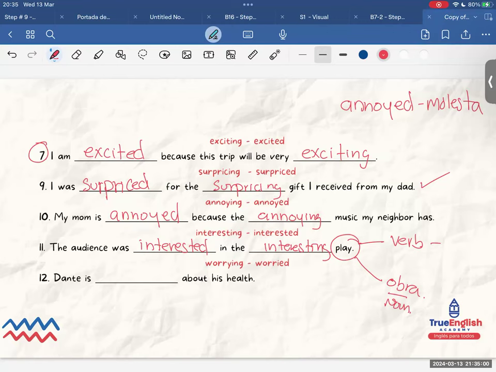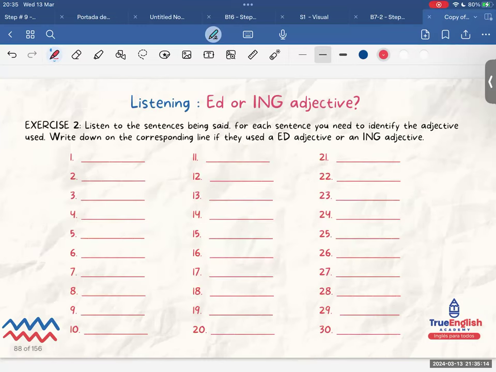Dante, number 12. Worried. He is worried about his health. That's it. No more. All right, we have a listening.